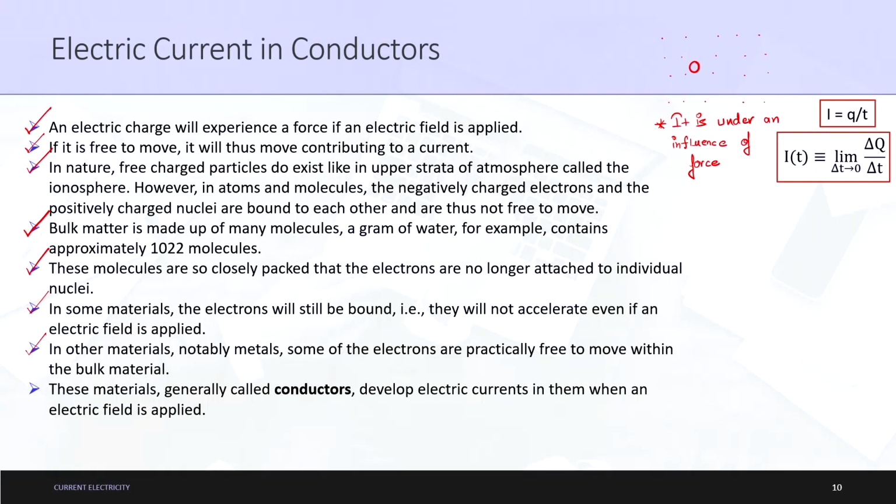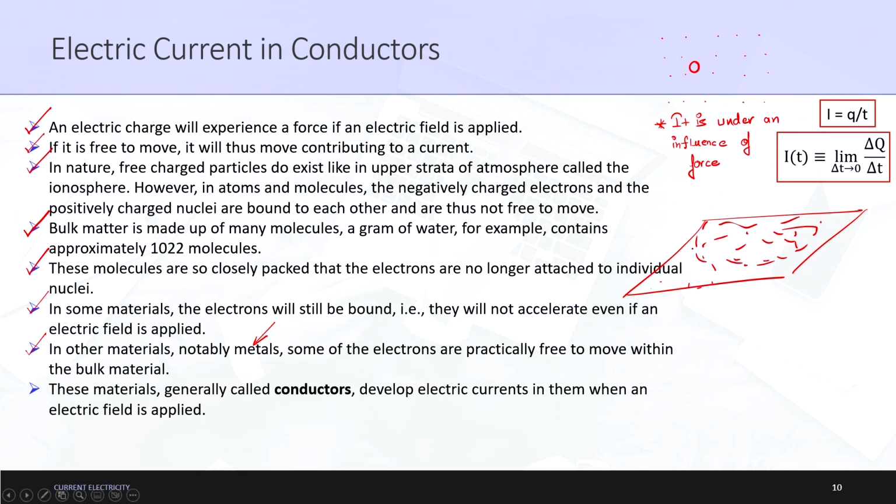So, in other materials, notably metals. What happens in metals? Some of the electrons are practically free to move. Because of this property of metals, that the electrons inside them are free to move, they constitute an electric current very quickly, and thus they are called conductors. So, in metals, some of the electrons are practically free to move within the bulk material. Let us say this is the complete steel table I am talking about, then because these are free to move, they are called conductors.